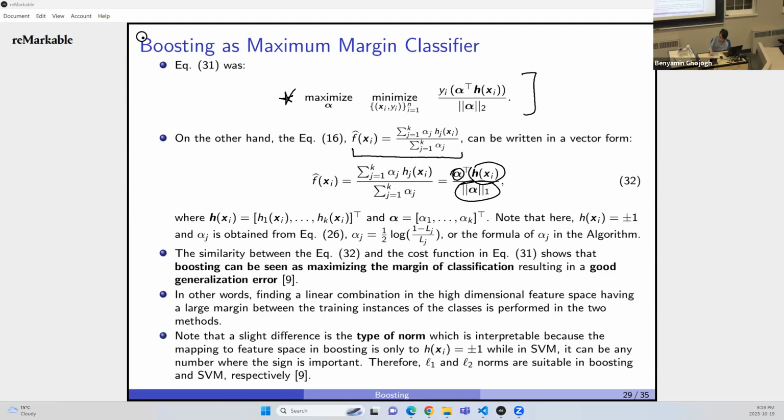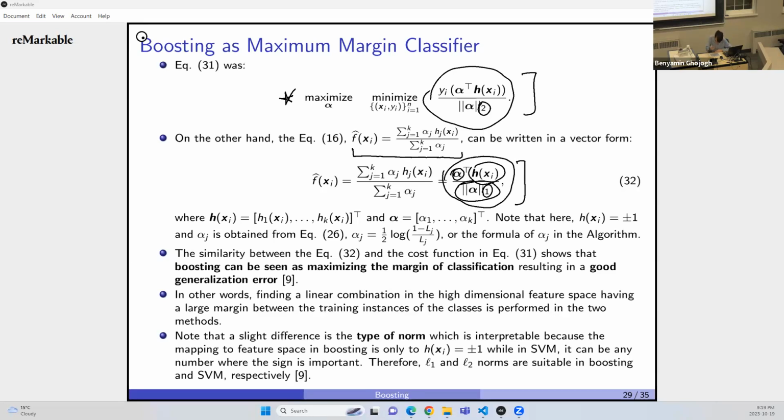Now, can you compare these two? What is the difference? The formulas, I mean. No, this is L2 norm, this is L1 norm. So basically in SVM, we have L2 norm. But in boosting, apparently we are having L1 norm, okay?